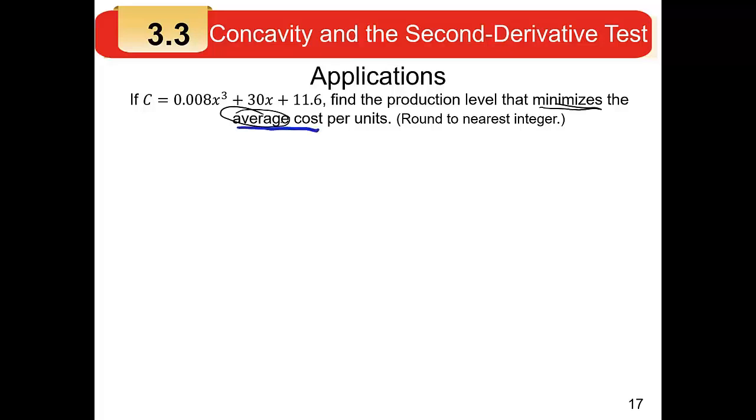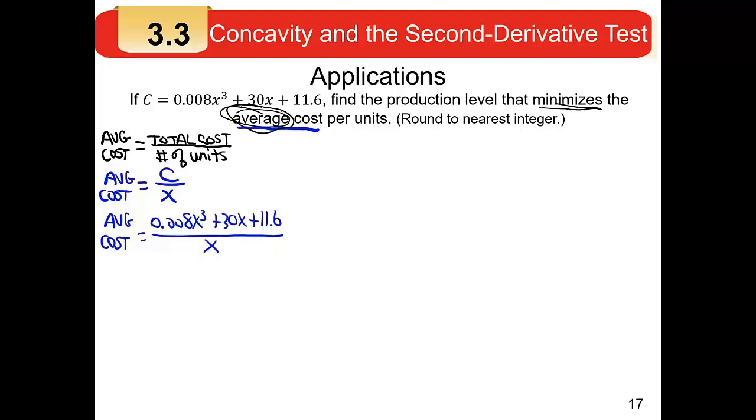Well, what is the average cost? The average cost is the total cost divided by the number of units you're producing. In other words, when you're averaging your test scores, you add them all up and get the total and then divide by how many there were. So when you see average cost, you've got to take that C and divide it by X. So watch out for that. If you see average cost, you don't just deal with the C function, you deal with the C function divided by X.